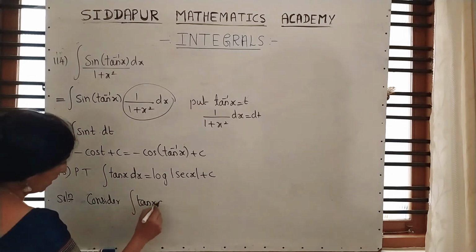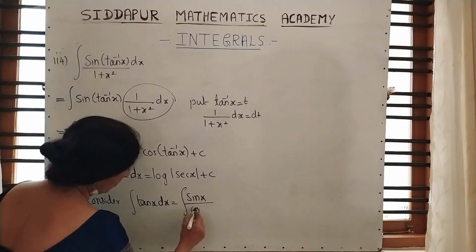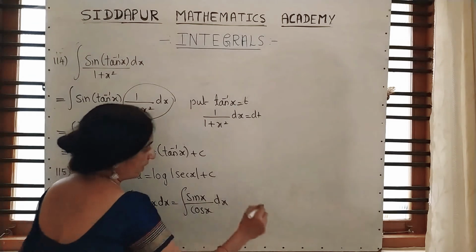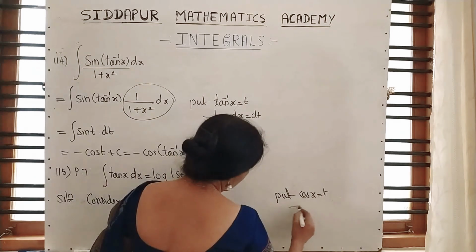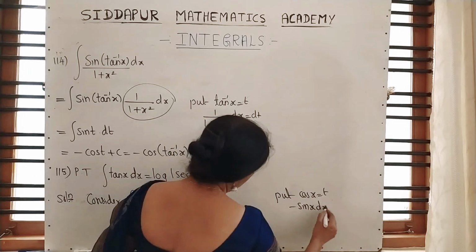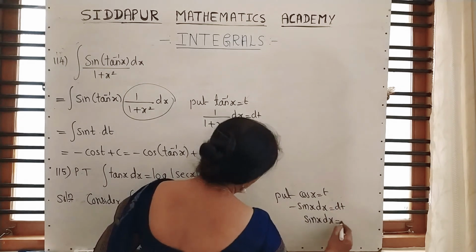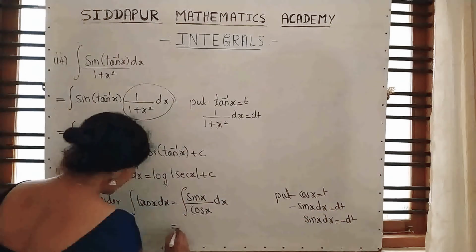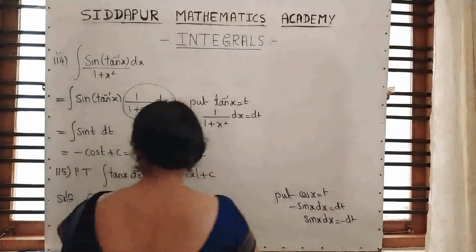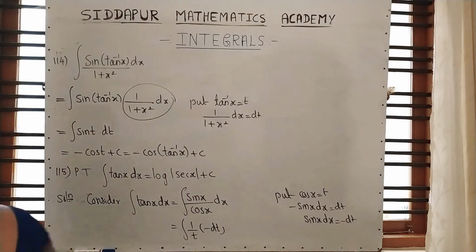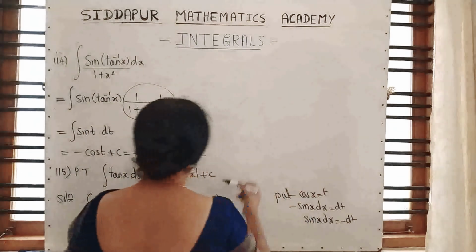Integration of tan x. How do you write tan? Tan is split as sin x upon cos x. Now I am writing cos x as t. Differentiation of cos x is minus sin x into dx is dt. But we require sin x into dx. That will be minus dt. This is 1 by t, minus dt. Please note down, it is very important, the derivation and formula. You have to write this in the formula list.